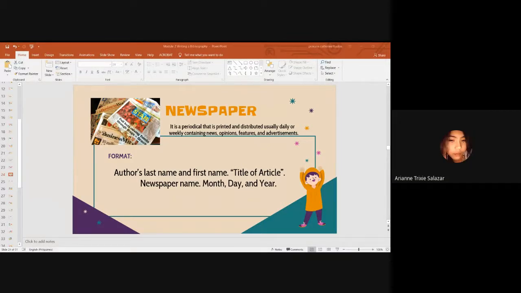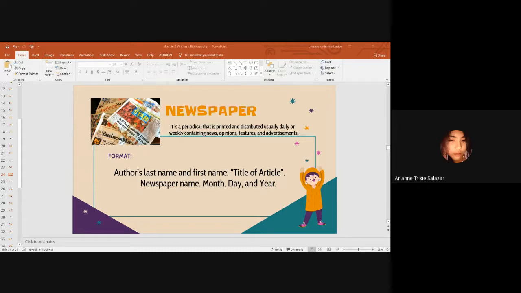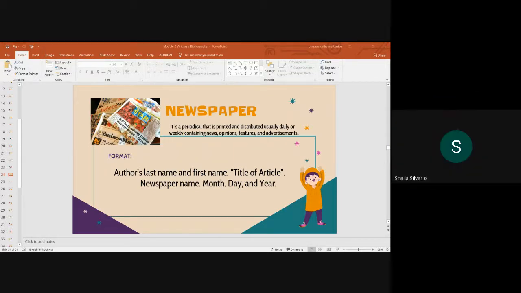Author's last name, first name, title of article, newspaper name, month, day, and year. Very good. As you can see here, since newspapers are published daily, you have to indicate the month, day, and year at the end. Do you follow? Yes, I follow. Okay, thank you.